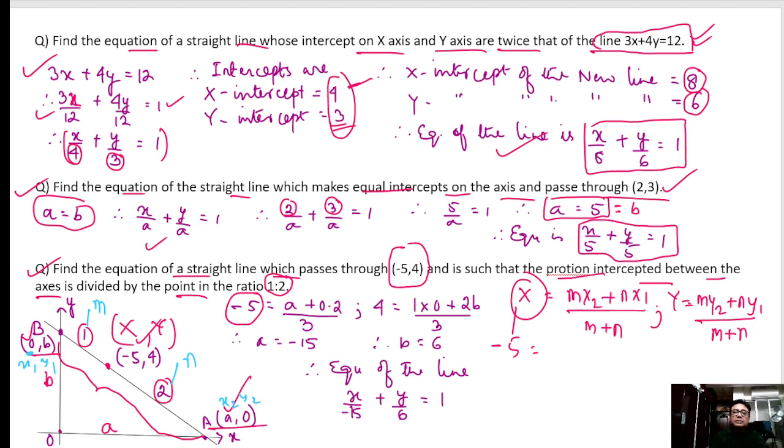So using these concepts, we find the value of a, and similarly using the formula for y, we can find the value of b. Now we know the intercepts, and then we can put them in the intercept form and get the answer. Okay friends, let's see the next sum.